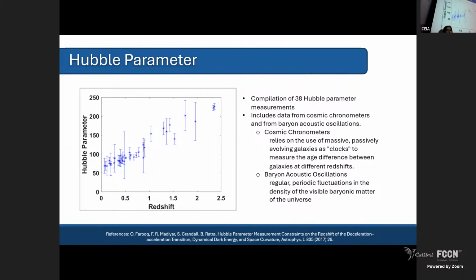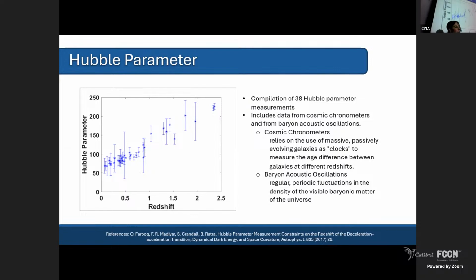That is a combination of two. There are 38 Hubble parameter measurements that combine cosmic chronometers and the baryon acoustic oscillations. First, cosmic chronometers rely on evolving galaxies. They account for time, we'll say it like that. And the baryonic matter of the universe is, first, baryonic matter is our matter.